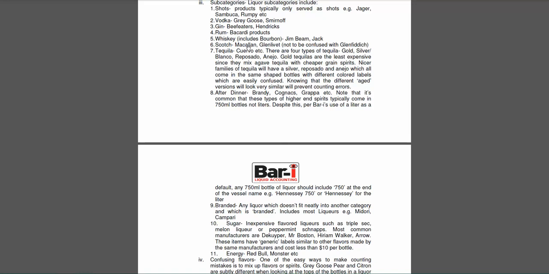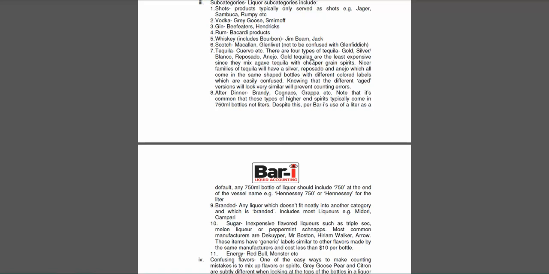But any of the nicer tequilas are typically going to have a sort of a family arrangement where the silver, reposado, and añejo will all be in the same shaped bottle. They'll have different color labels. They're easily confused because the labels will all look the same. Often the only differentiation is the word blanco, reposado, or añejo. So very important for you to pay attention to those, know the difference. And you can read up about this, but the only difference between the silver/blanco, the reposado, and the añejo, they are all the exact same liquid, but the reposado and the añejo have been aged in barrels, which gives them their darker color.